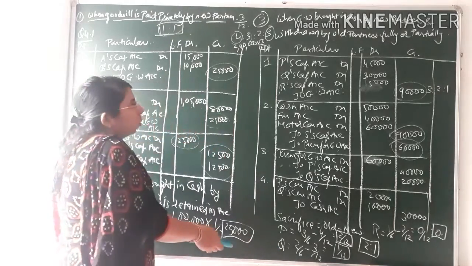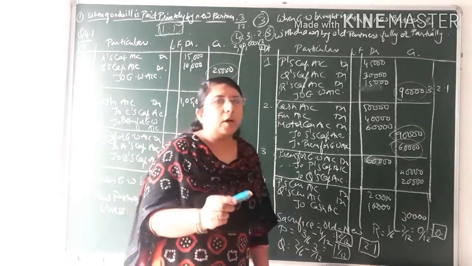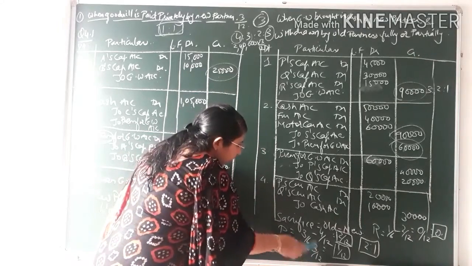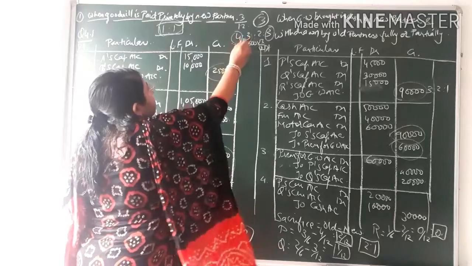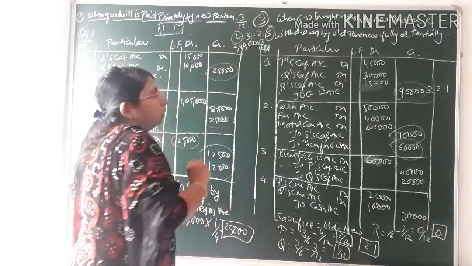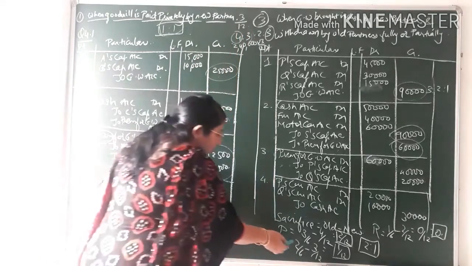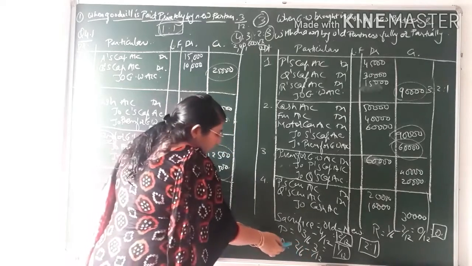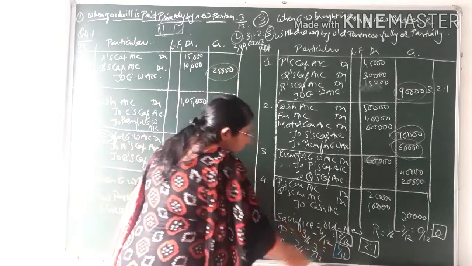In case of Q, the old ratio is 3:2:1, so it would come to 2/6. So 2/6 minus 3/12. 3/12 is the new ratio of partner Q. Okay, so 2/6 minus 3/12. Again the same LCM, that is 12. So 4 minus 3, it would come to 1/12.